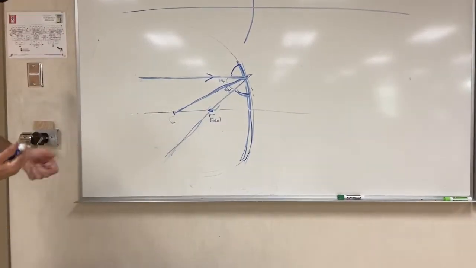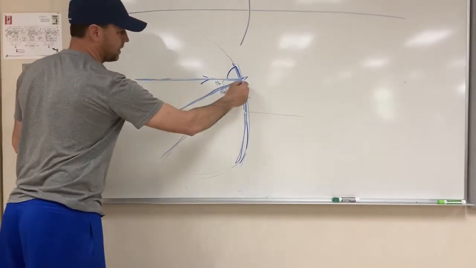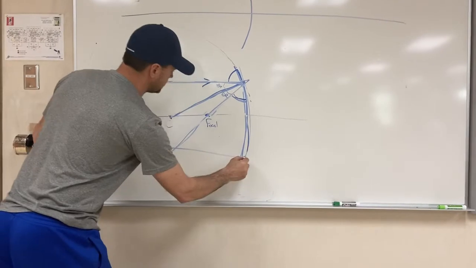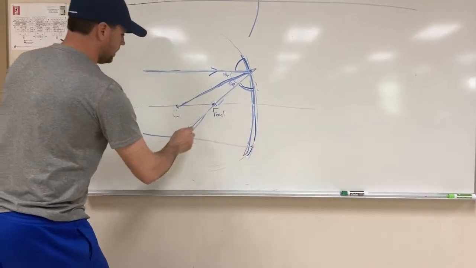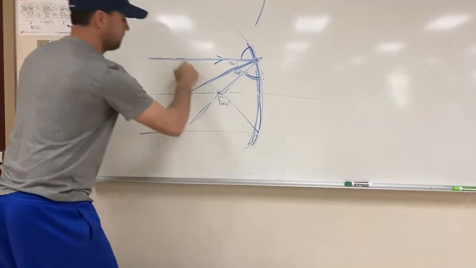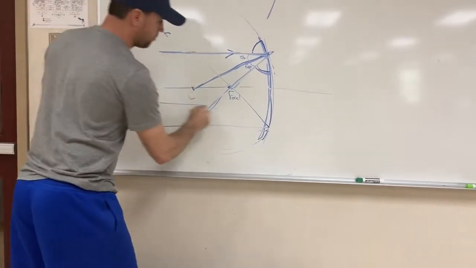So you've heard of the focal point? All parallel rays for a concave mirror are going to bounce back through that focal point. So you can imagine that it's a solar collector. You're taking parallel rays, and bouncing them back through the focal point.